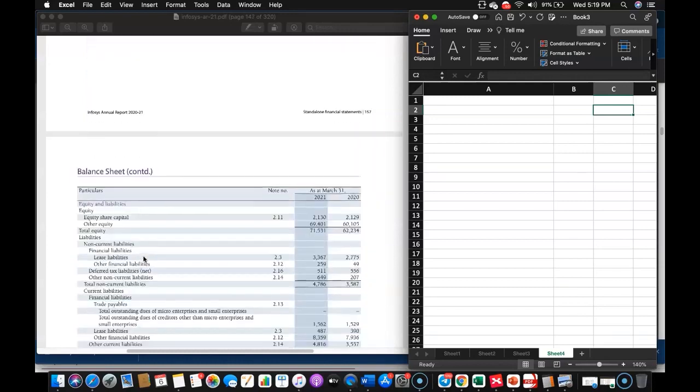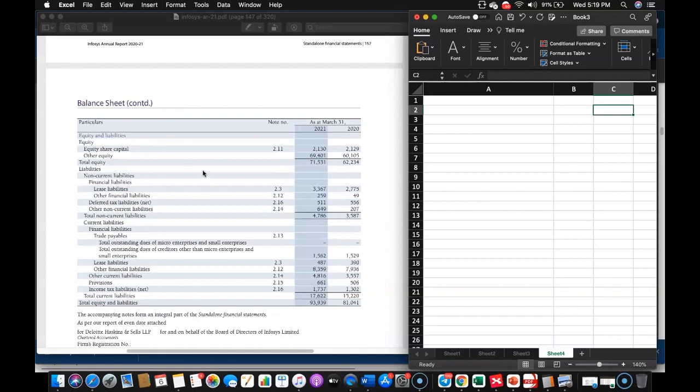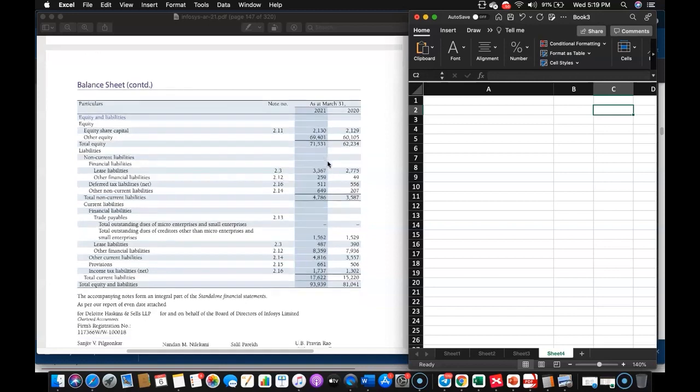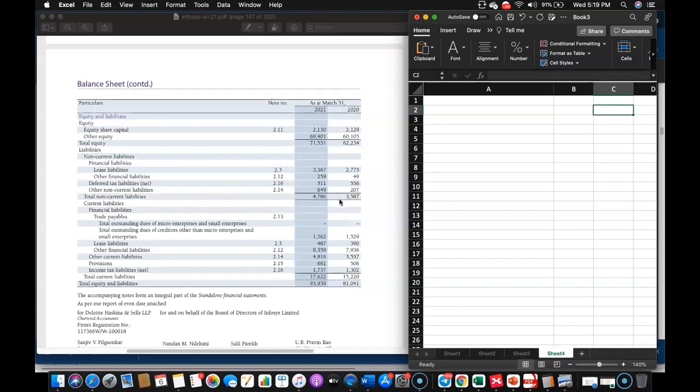Then let's look into their equity and liabilities. Equity share capital, other equity. There is an increase in other equity, so that can be on account of retention of profits. That we'll understand when we look into the income statement. Then look at their non-current liabilities. Okay, there is an increase, almost 1,200 crore, I believe. Your figures are in crores.